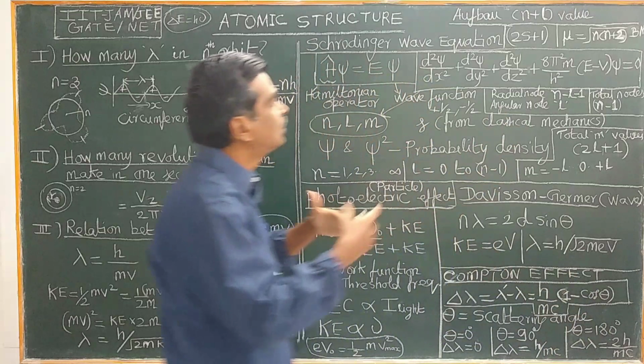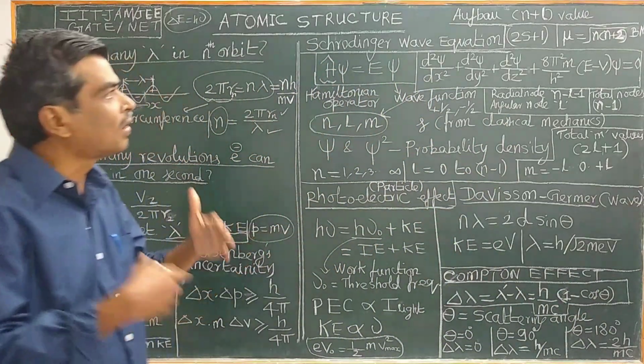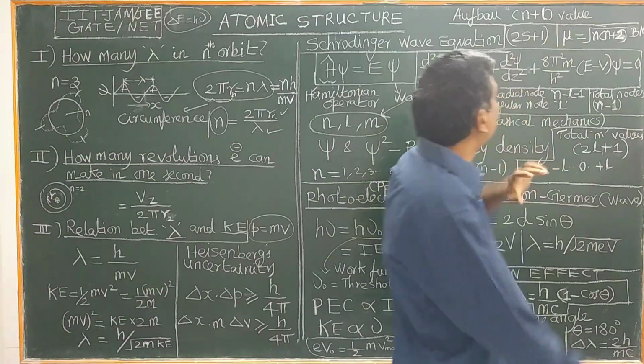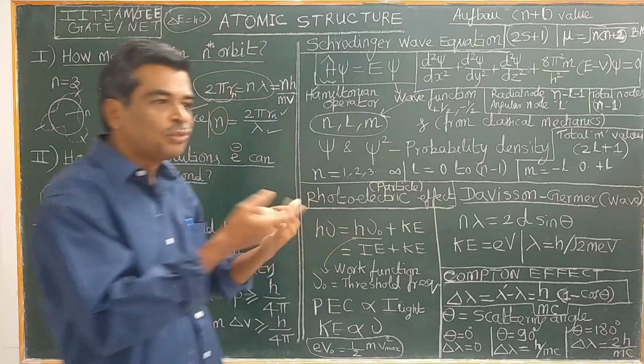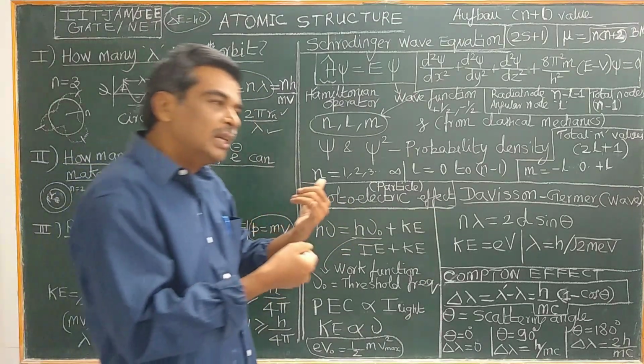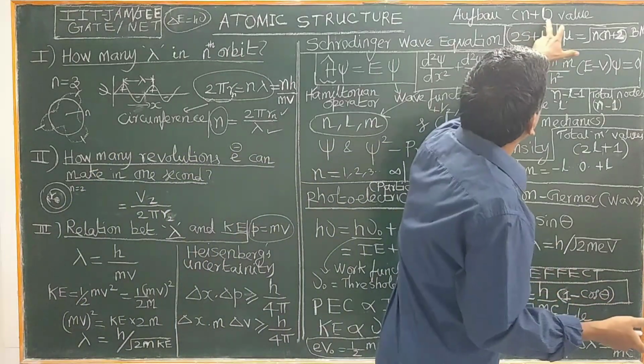The orbitals are arranged in the increasing order of energy based on the n plus l value. For example, you have the 3d orbital and the 4s orbital. Why? The 4s orbital is lower in energy than the 3d orbital based on this.